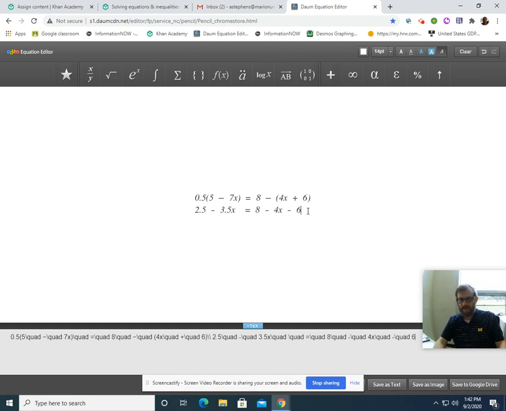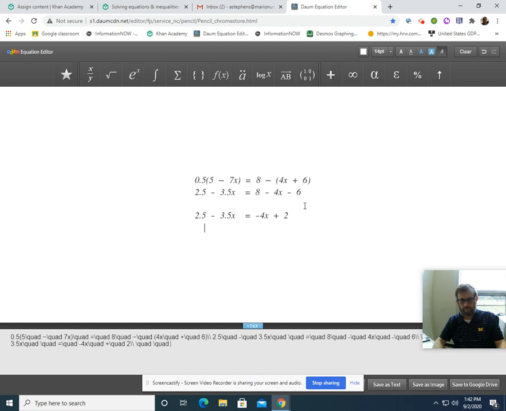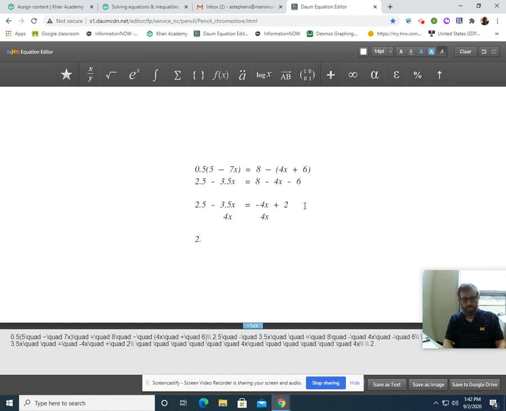Now on this side, I don't have any like terms. But over here, I have this 8 and this negative 6 that I can combine. So it's 2.5 minus 3.5x equals, and now I'm going to have that negative 4x, and then 8 plus negative 6 is positive 2. And so now, again, I got to choose to get rid of something. I'm going to choose to add 4x to both sides. I'm going to add 4x right here. I'm going to add 4x right here. And when I do that, I'm left with 2.5.